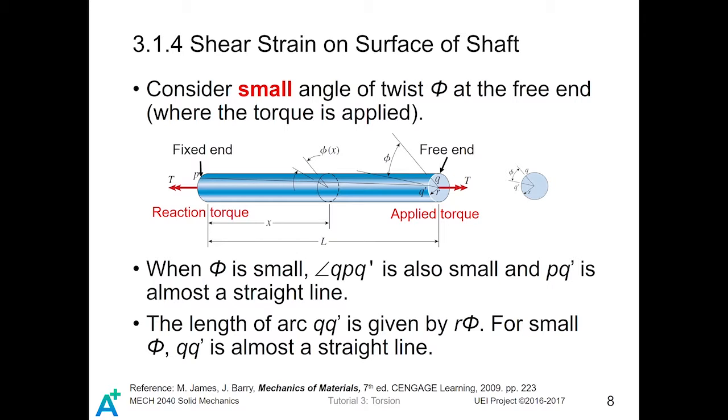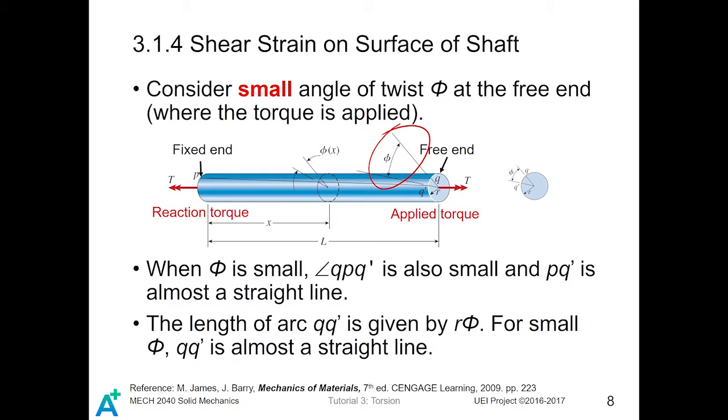Next, we have to discuss in detail the shear strain on the surface of the shaft. Consider a small angle of twist phi at the free end here. Notice that in this diagram, the size of phi is highly exaggerated. In reality, the size of phi is often very small.